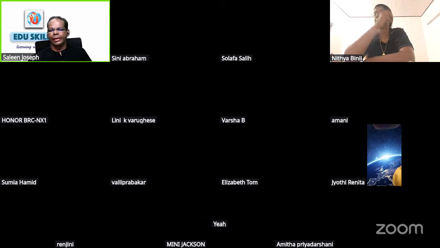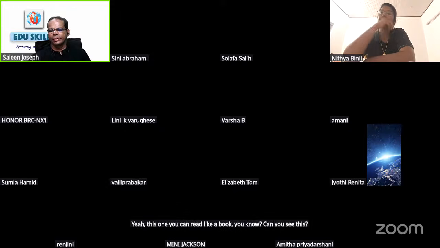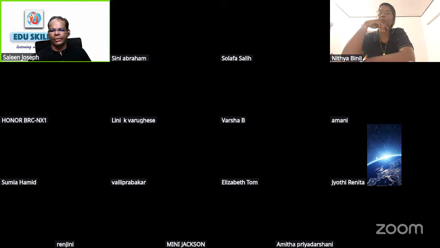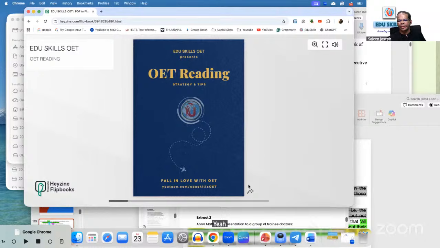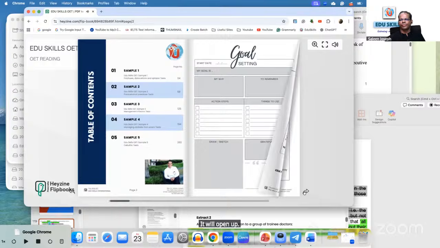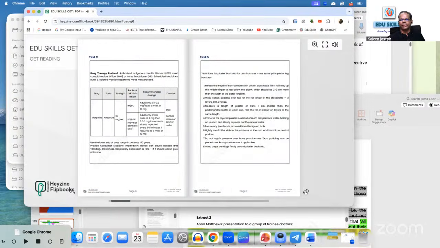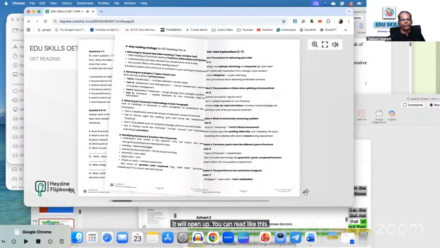Yeah, this one you can read like a book, you know. Can you see this? You can't, right? Oh, one sec. I'll share. Yes. You can see this OET reading strategy and tips. Yeah, this one you can read like that, not like a PDF. You can just touch here and it will open up. You can read like this. You want to go back? You can touch here.